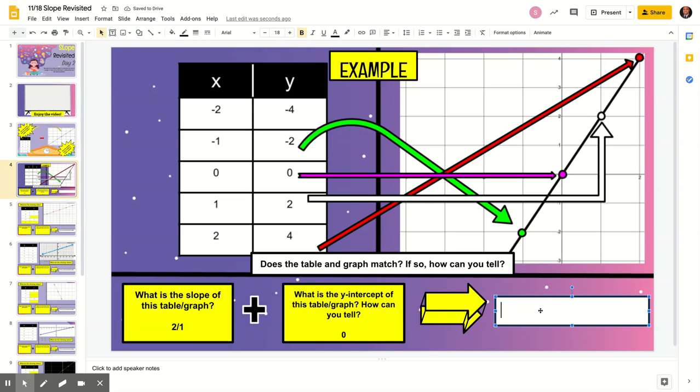And over here, we create a slope equation. So we'd get y is equal to 2x. It could be 2 over 1x plus 0.